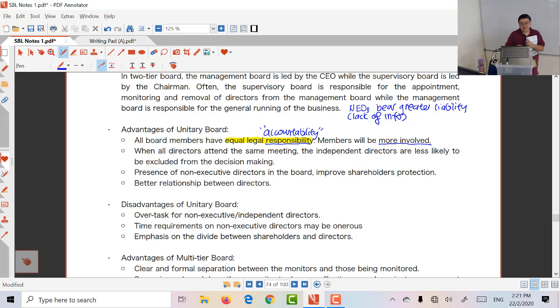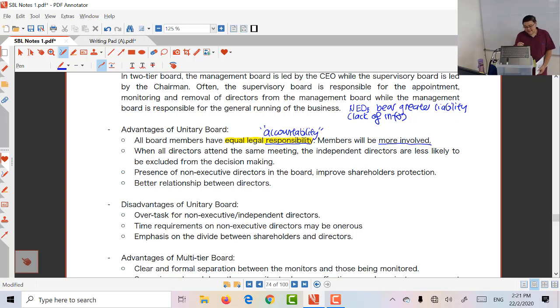Okay, a lot of words you can use here, they can be more effective. And that will result in better governance, better investors' protection because of their role. Now that's actually the main advantage of unitary board. If you look at unitary board, that's the main point.